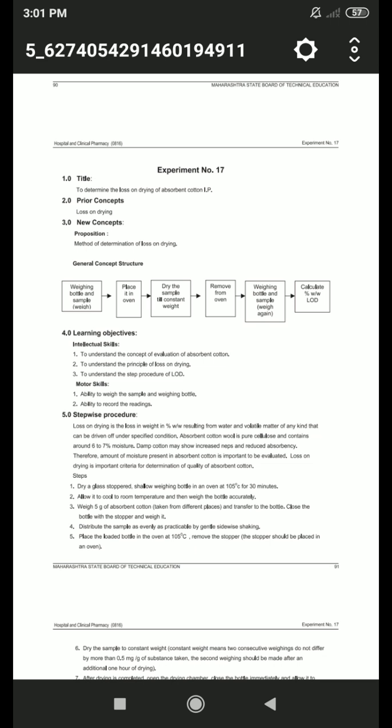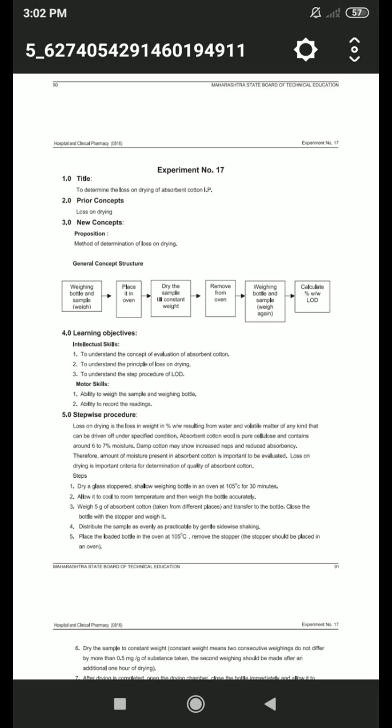Then the general concept structure: firstly weigh the bottle and sample, then place it in the oven, then dry the sample till constant weight, then remove from the oven, weigh the bottle and sample again, then calculate the percent weight by weight loss on drying. Firstly, what is the general concept structure? First is weighing bottle and sample, then place it in oven, dry the sample till constant weight, then remove from the oven, then again weigh the bottle and sample, then calculate the percent loss on drying.